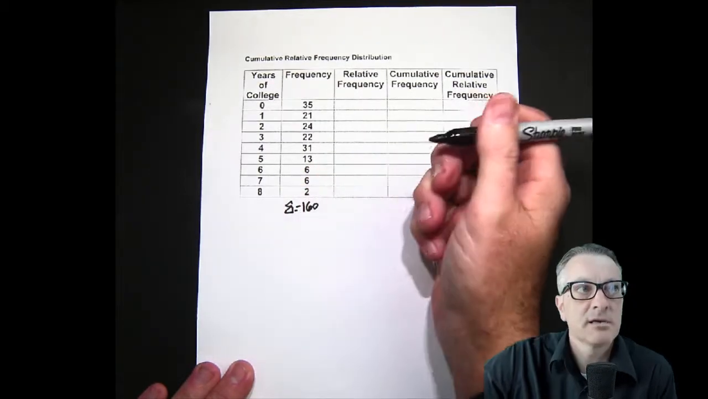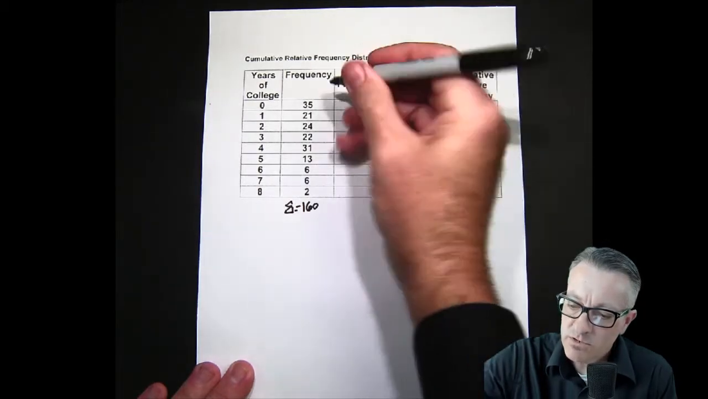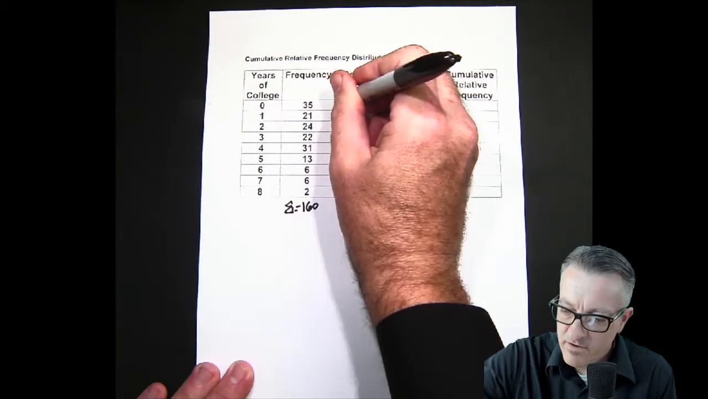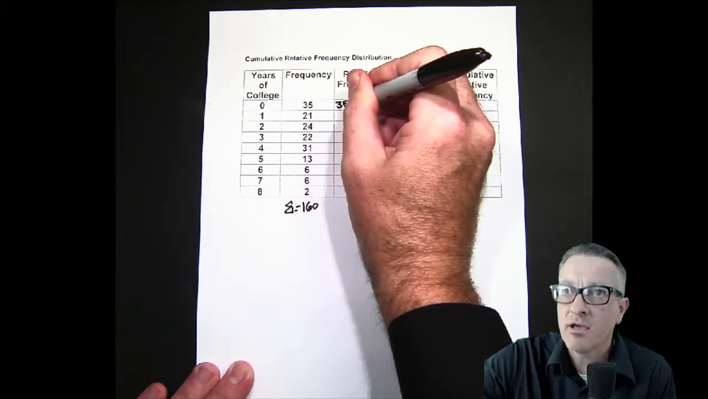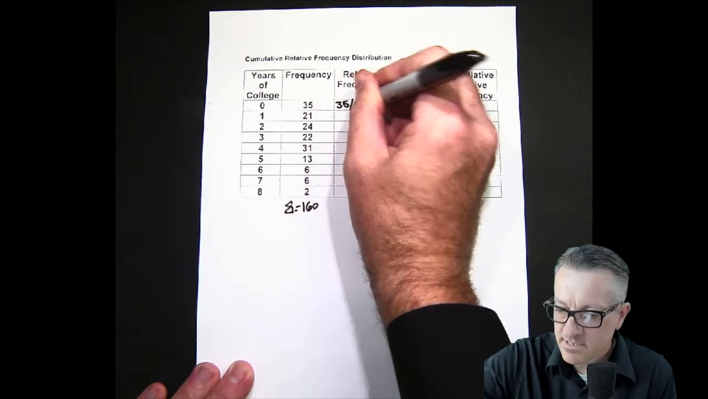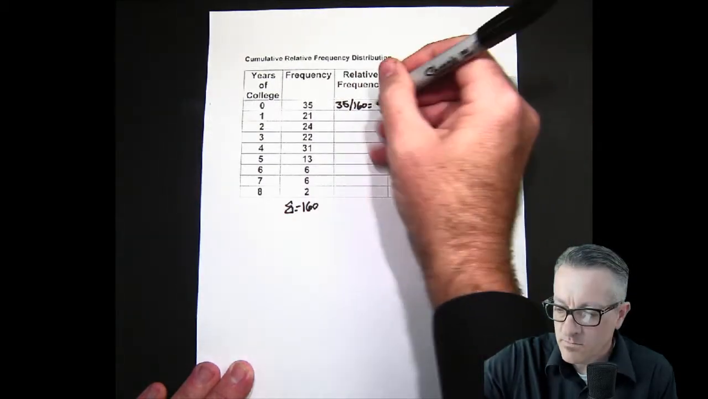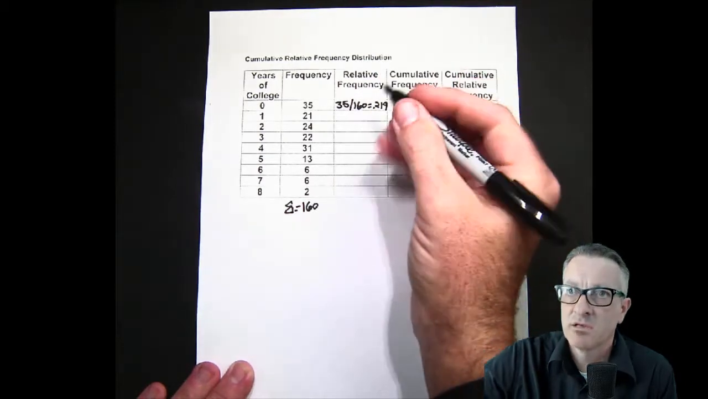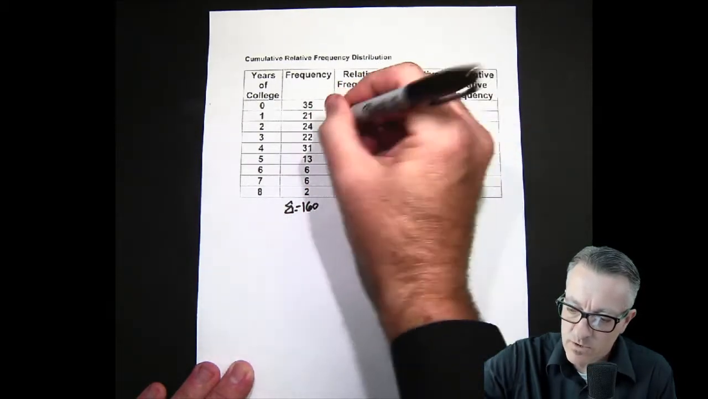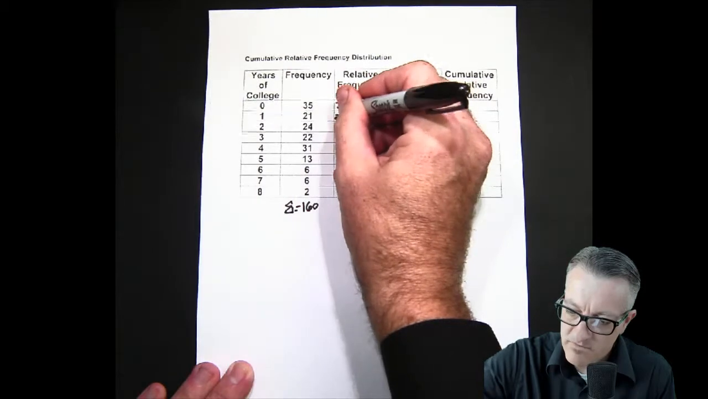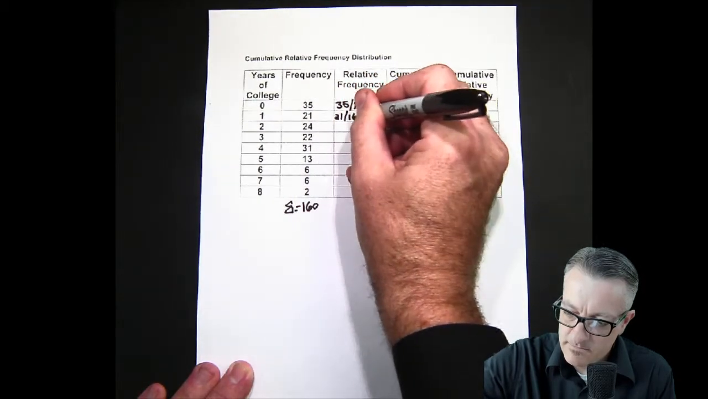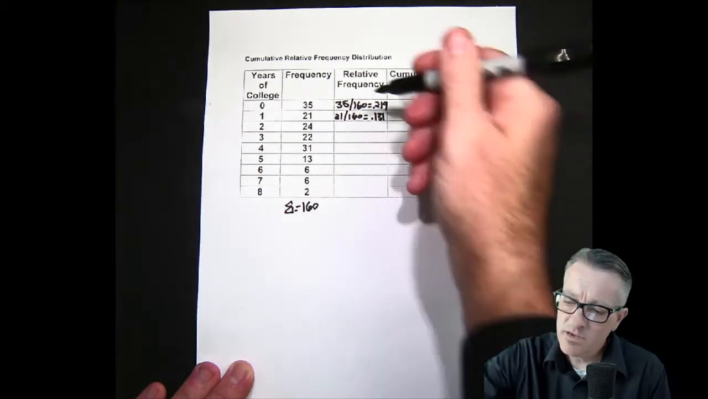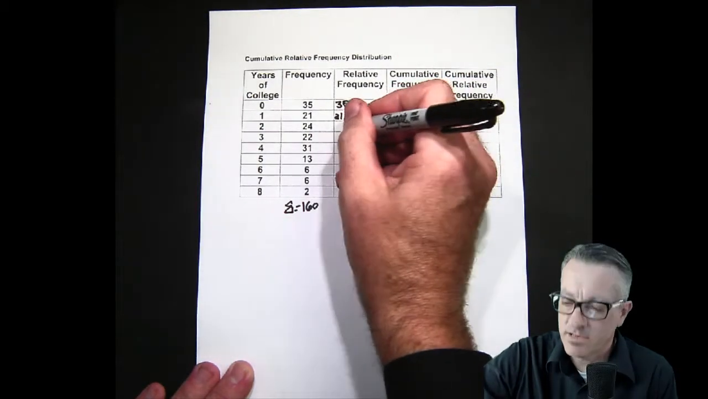So 160 observations. For this one we start off with 35 divided by 160, and we end up getting 0.219. Then we would go down and do 21 divided by 160, and it would be 0.131. And as we go all the way down, I'll fill in the rest.